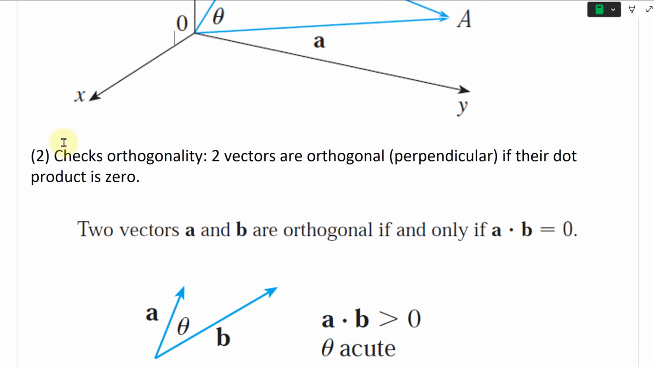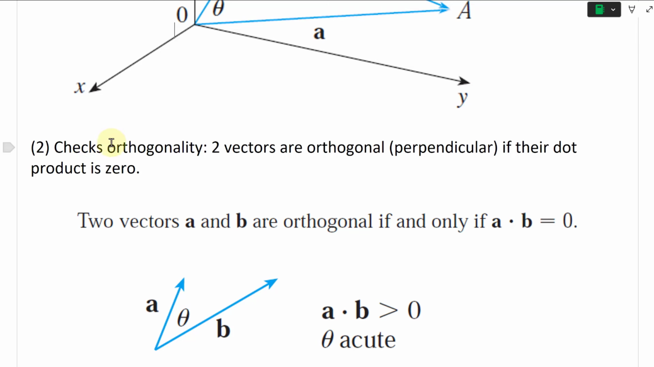And then the second property is that it checks orthogonality, or in other words, whether vectors are perpendicular. Two vectors are orthogonal or perpendicular if their dot product is 0.